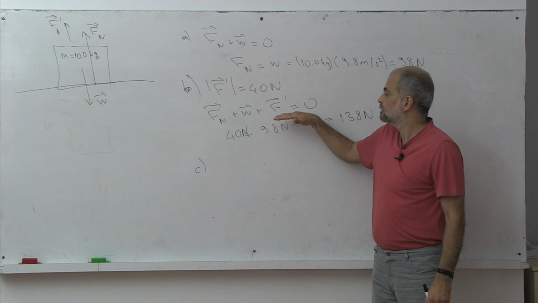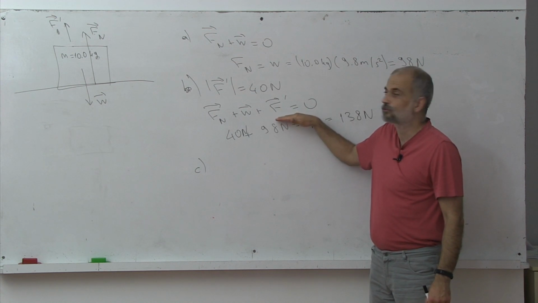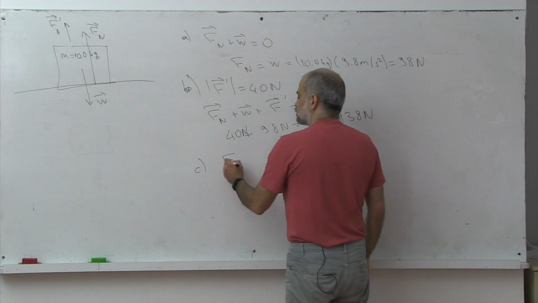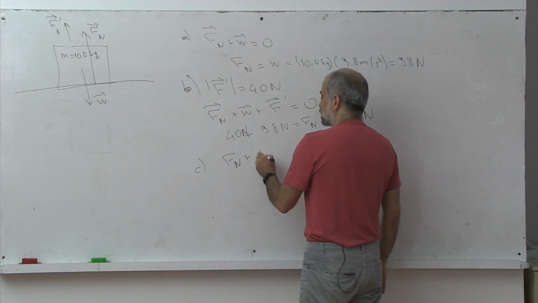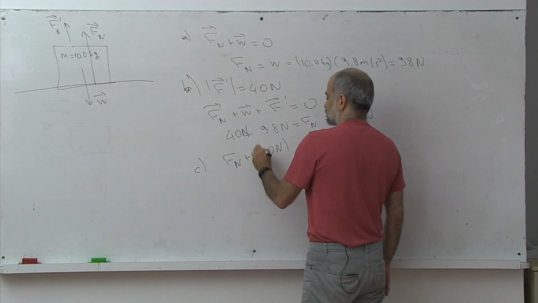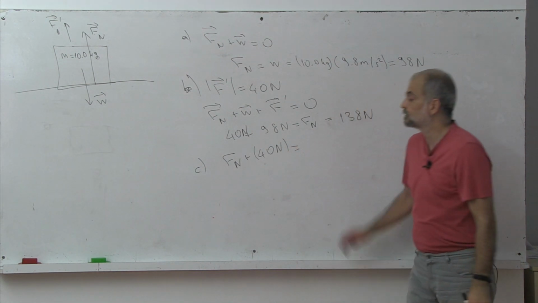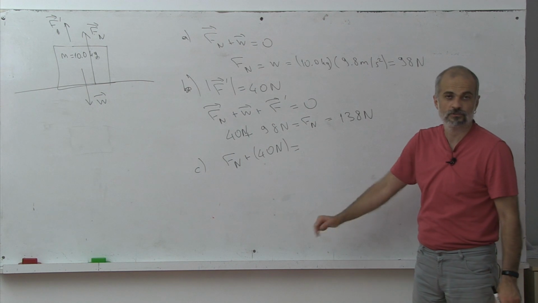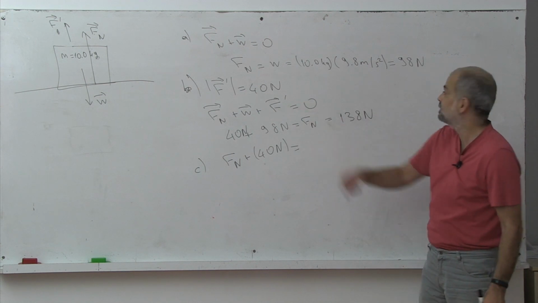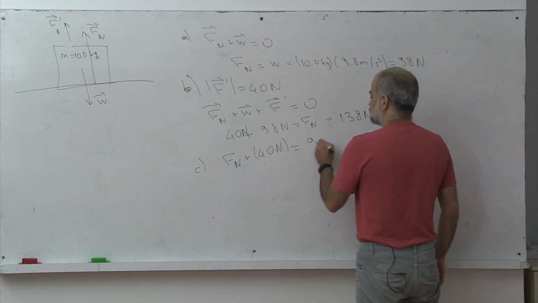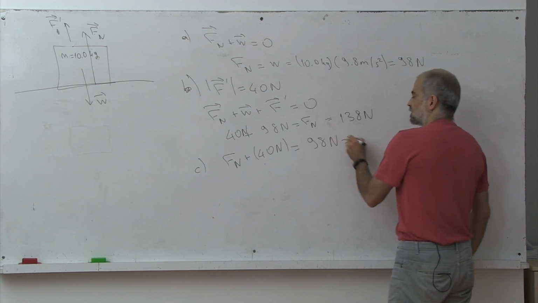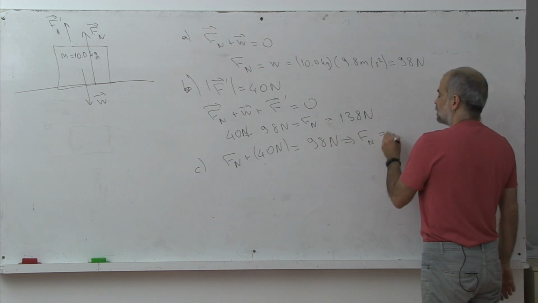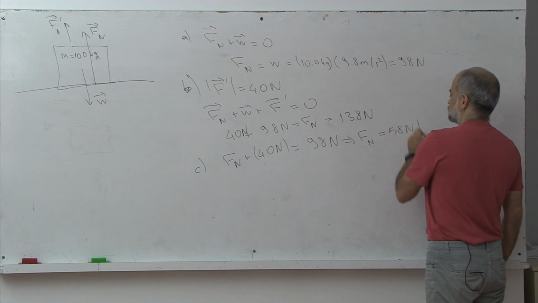So the sum of the magnitudes of the forces in the upward direction, in this case the normal force plus F prime, 40 newtons, should be equal to the magnitudes of the forces pushing it downward, which is the weight, 98 newtons. Which tells us that in this case, the normal force is 58 newtons.